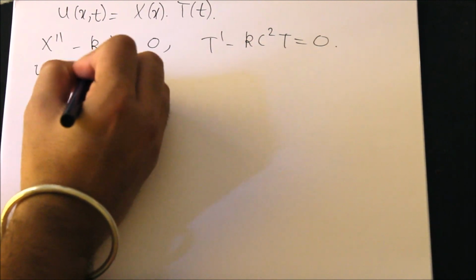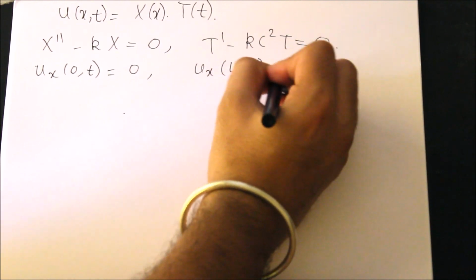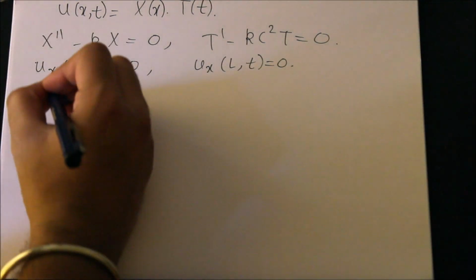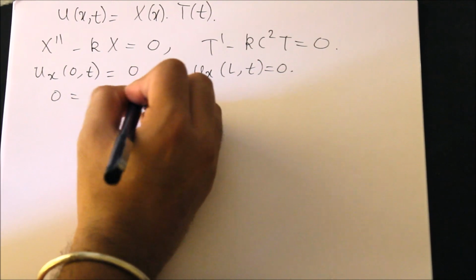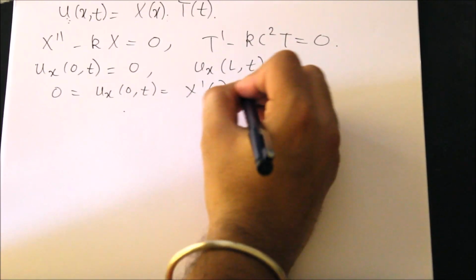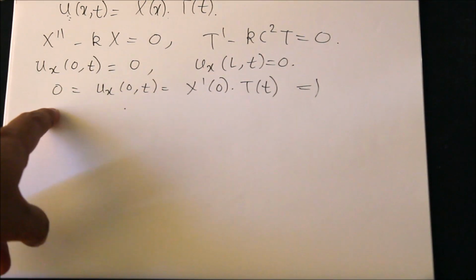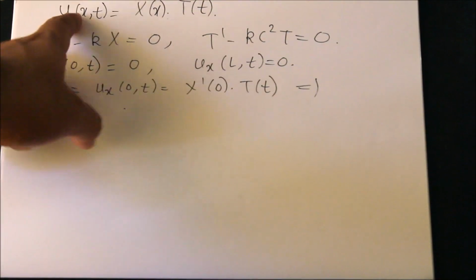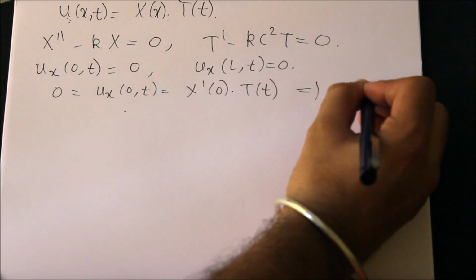Here del u by del x at 0 is 0, and del u by del x at L is also 0, because the rate of change is 0 as the ends are insulated. So 0 is equal to u_x of 0,t, which means X dash of 0 into T of t. Again the product is 0, but if capital T is 0, my u will be 0, and I want a non-trivial solution. So X dash of 0 is 0.